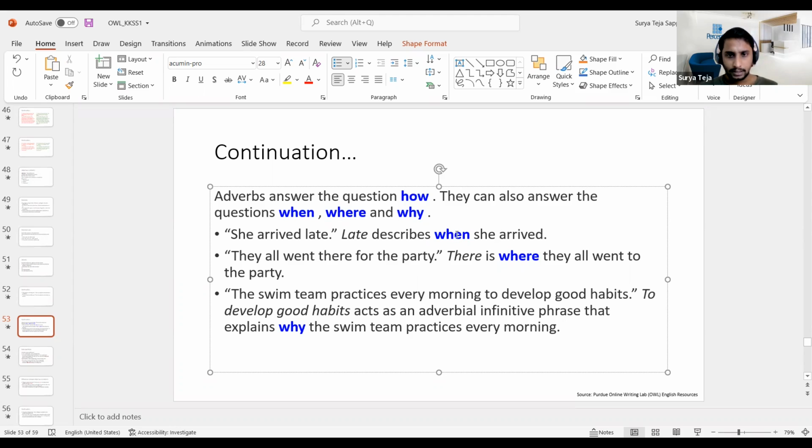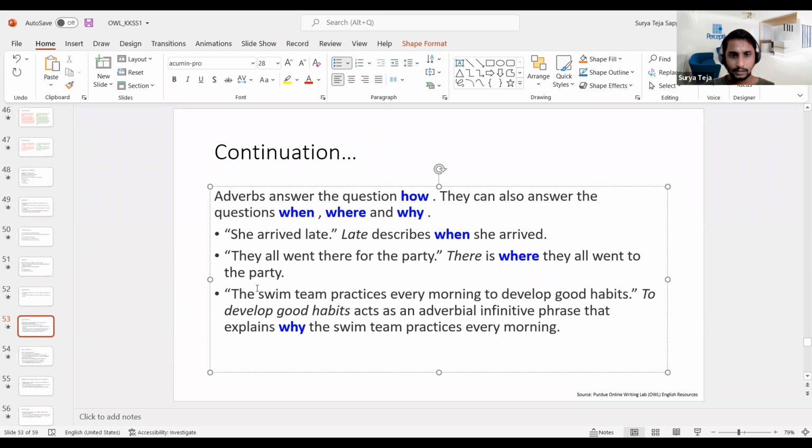So note the point here. Both of them do not have the ly form. So adverbs are not necessarily going to be in the ly form. They can come in other different ways too, just like how it has come here. In this case, "late" is an adverb. Here, "there" is an adverb because it is modifying the verbs.